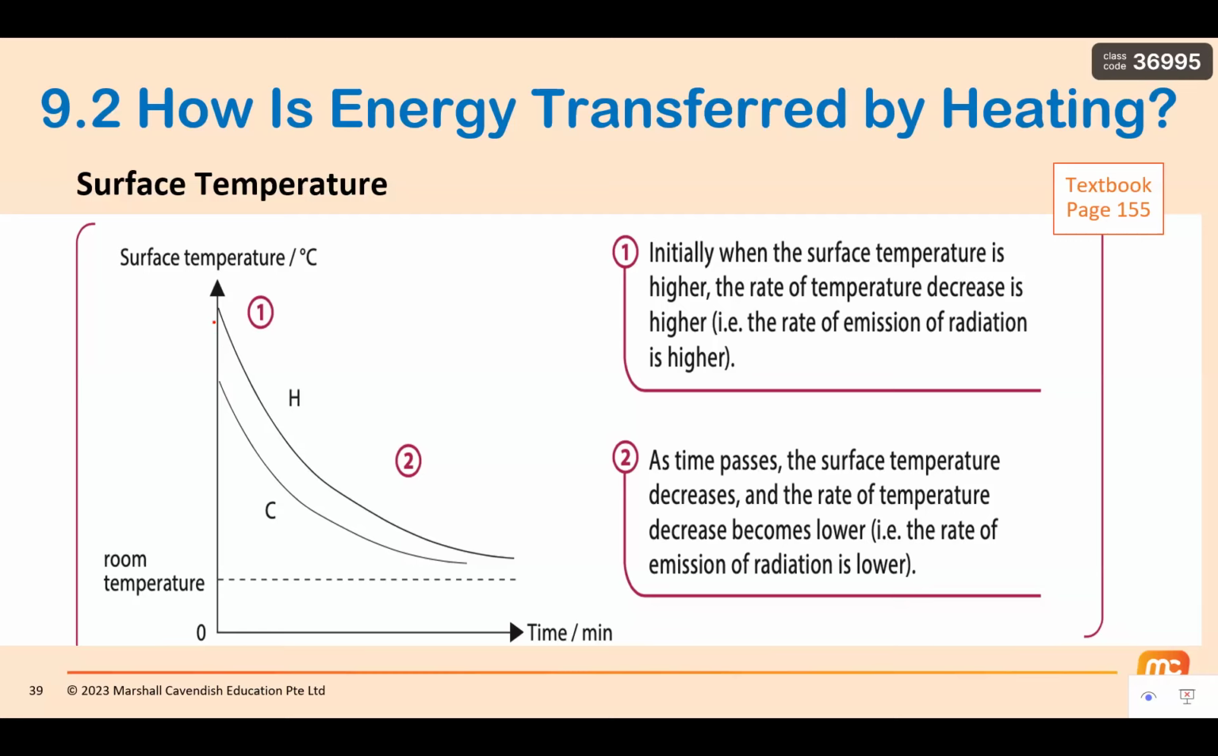This is because at the start, the temperature of my object is higher. The temperature difference between the object and the surrounding is greater. So the greater the temperature difference, the faster the rate of emission of thermal energy. At the start, a lot of infrared radiation is taking place, so the temperature drops very fast. However, as the surface temperature drops, the temperature difference between the object and the surrounding decreases, so the rate of energy transferred to the surrounding will also be lower.